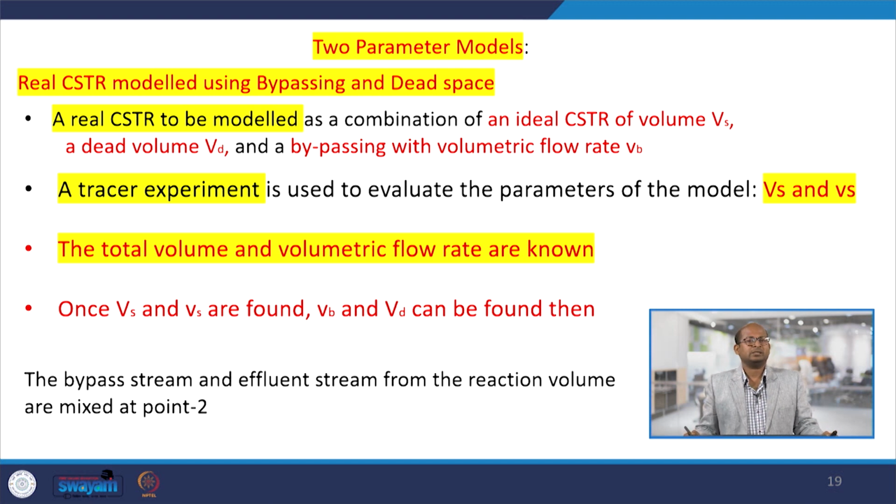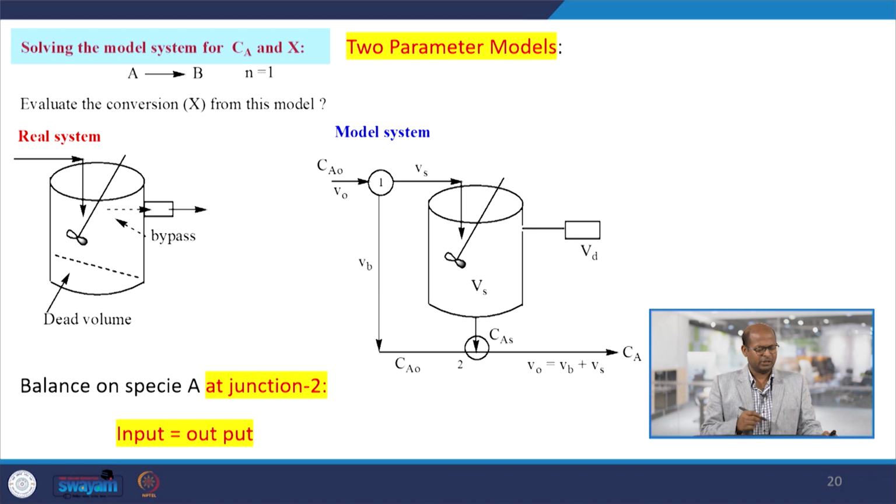In real CSTRs I have already discussed this, so I am not going to discuss it again. Let us directly come to the model systems. In these systems we are considering the reaction A to be a first order reaction. In these models we are going to find out the conversions, whatever the model equations we will develop.